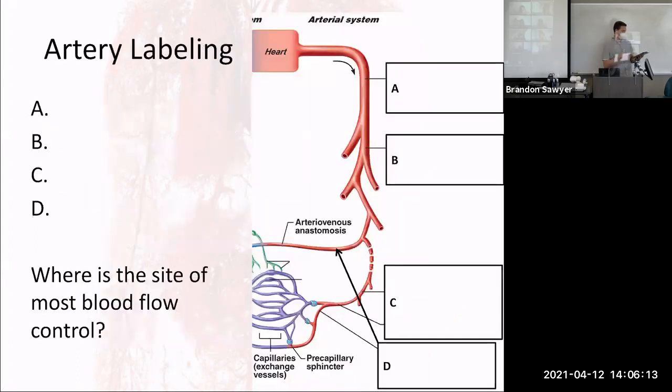Okay, so take a second. Go ahead and label these arteries here, and you can answer this question down here at the bottom.